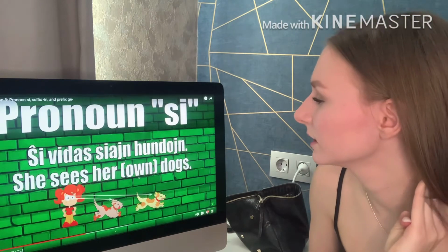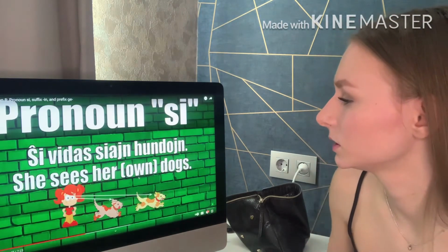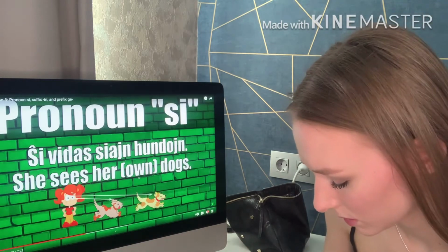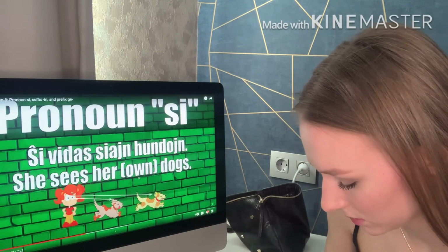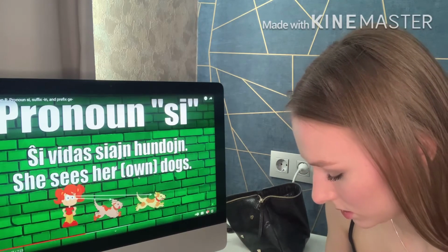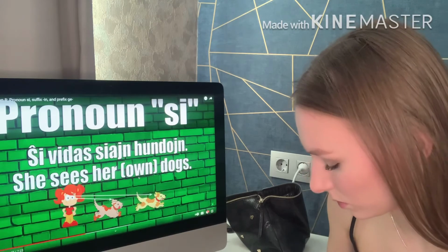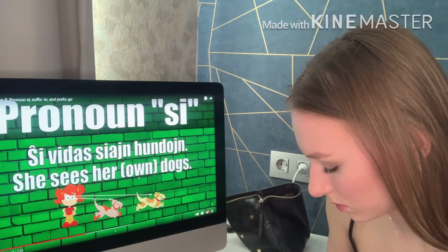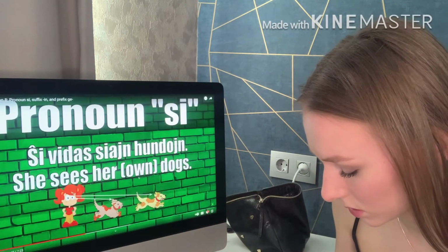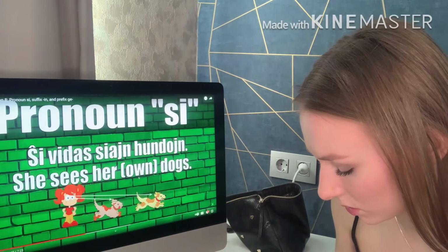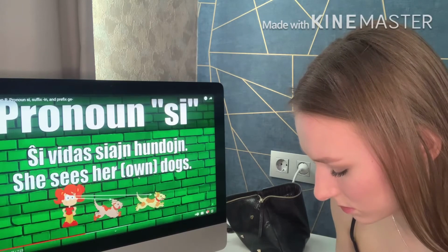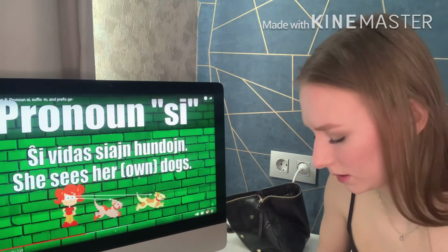Ŝi vidas siajn hundojn. She sees her own dogs.